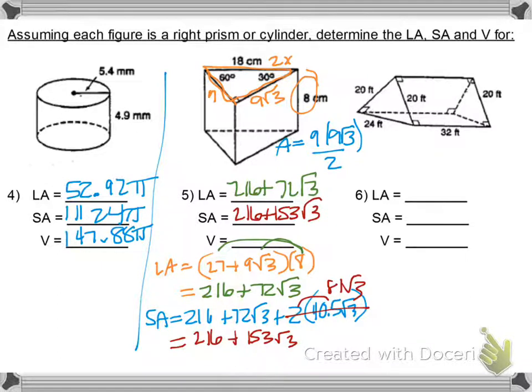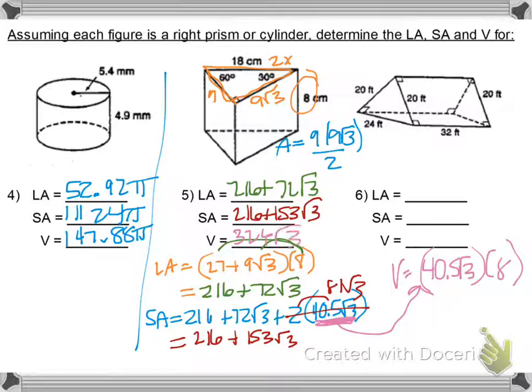Okay, so now for the volume. So I'll come over here and work the volume. Volume is going to be the area of the base. We got that here. Okay, that is the area of the base. So that's 40.5 square root of 3 times the height, which is 8. And so if you do 8 times 40.5, you get 324 square root 3.